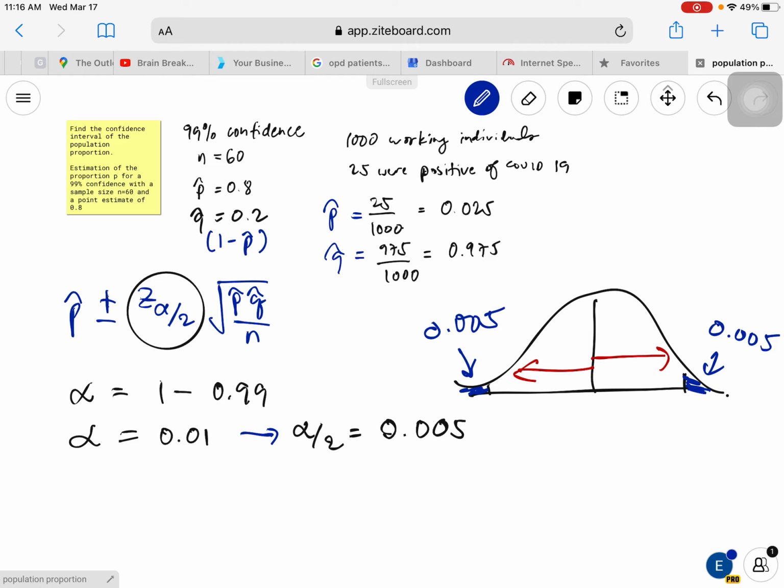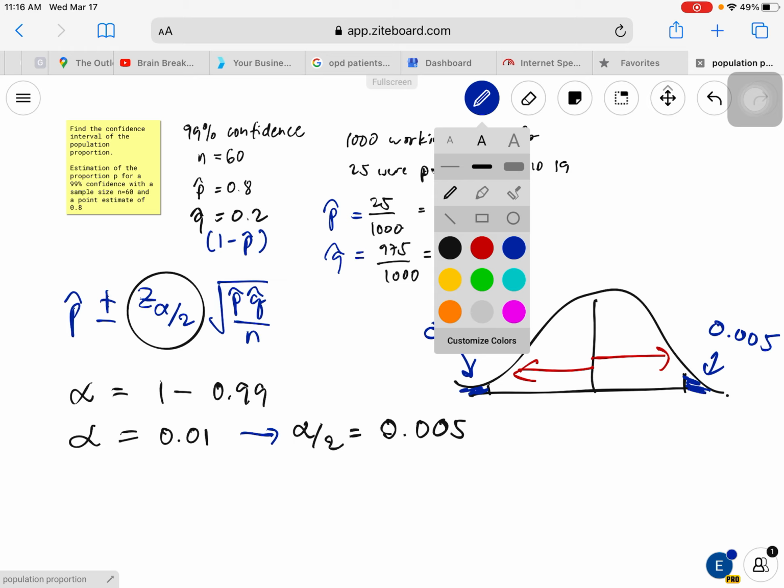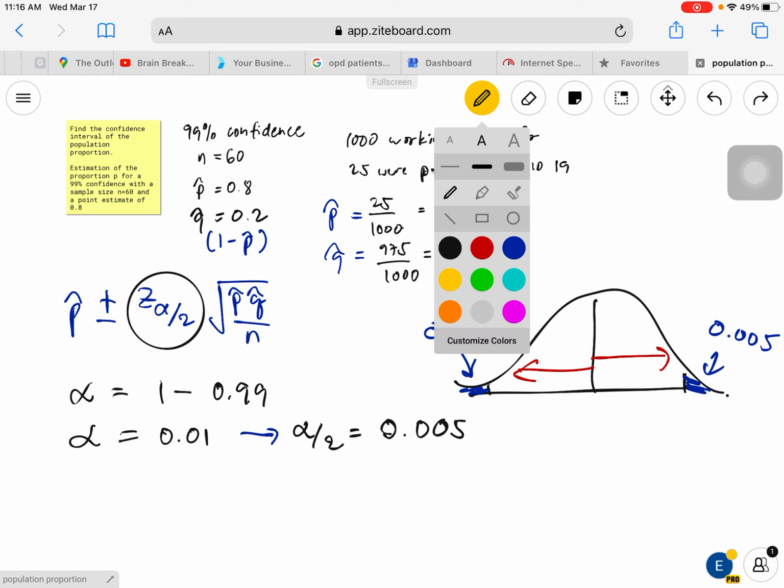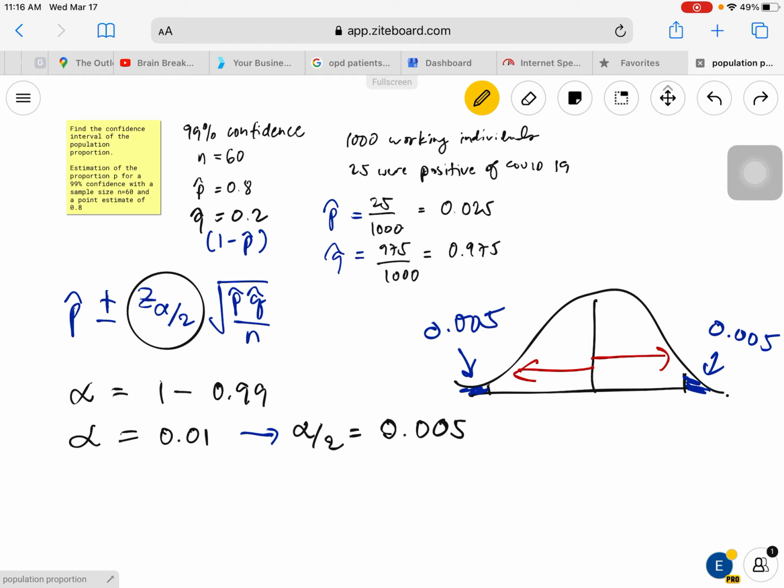To find that area, we just have to know this already. I think you had this before. This whole area is basically 0.5, right? From the center all the way to the left, that's 0.5, and from the center all the way to the right is also 0.5. The whole area is 0.5.